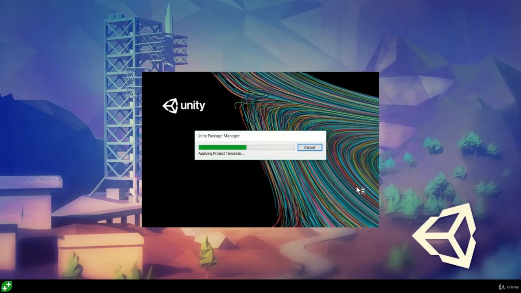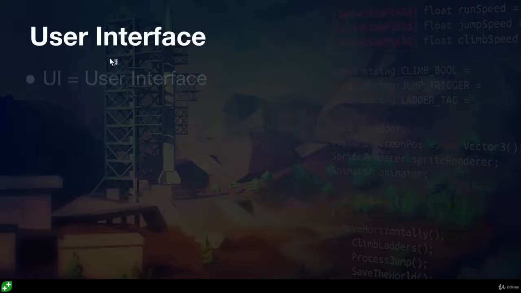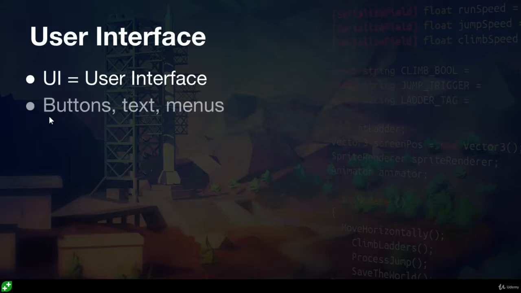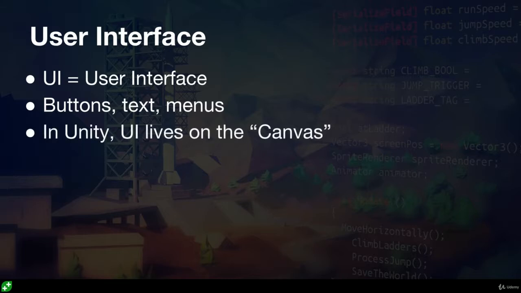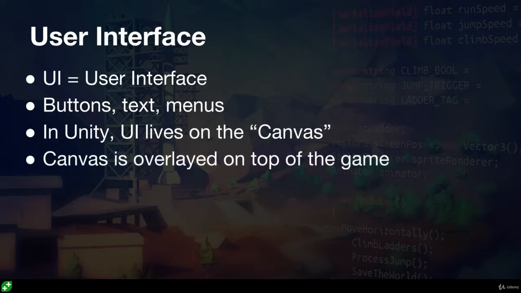While that is loading, I'll take you through a little bit about what we're up to in this video. We're talking about user interface, otherwise known as UI, and specifically that's referring to the buttons, the text, the menus that will appear in our game, usually over the top of our gameplay itself. And in Unity, the UI lives on the canvas. All of our UI has to be on the canvas, and we'll be adding a canvas in just a moment. The canvas is overlaid over the top of anything else that's happening within our scene, and therefore within our game.